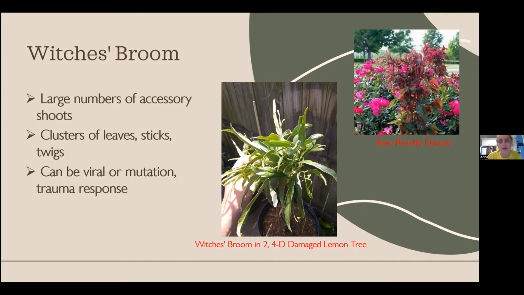It can also be a trauma response where they'll form these witch's brooms. I see it in trees sometimes. For example, this is a witch's broom in a lemon tree. It's a variegated lemon, and it was exposed to 2,4-D, which is an herbicide, and it got so stressed it started creating these witch's brooms. So the leaves got really elongated. There's probably 40, 45 stems where you might have 2. So it can form in response to a trauma, but it can also be a viral indicator as well.